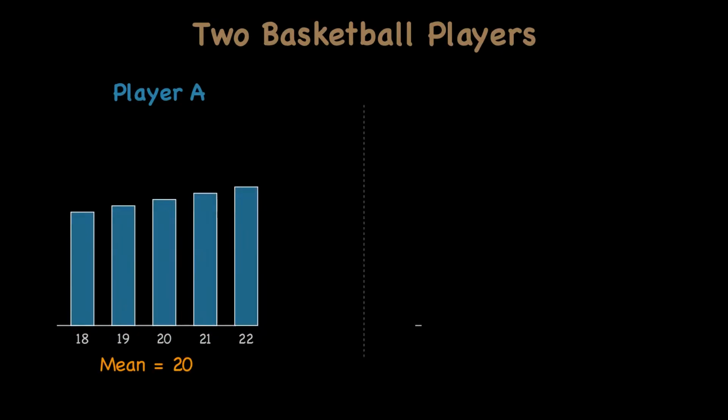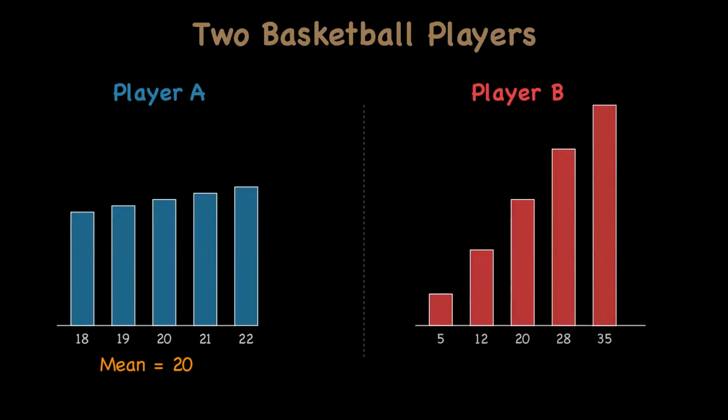Now imagine you are a basketball coach choosing between two players. Both average 20 points per game. Player A scores between 18 and 22 points every game. Very consistent. Player B sometimes scores 35 and sometimes just 5. Very unpredictable. Their means are the same, but their consistency is completely different.